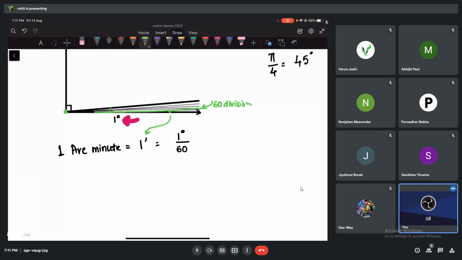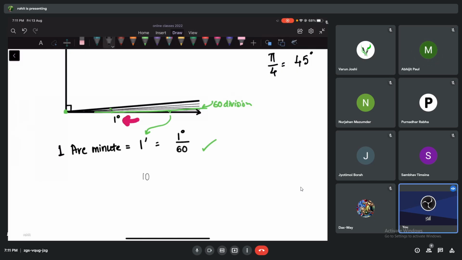So is your arc minute clear, guys? Yes, sir. I take 1 degree and divide it into 60 parts. One part of those 60 divisions is what we are going to call 1 arc minute. This is how you are going to convert. 1 arc minute is equal to so much.